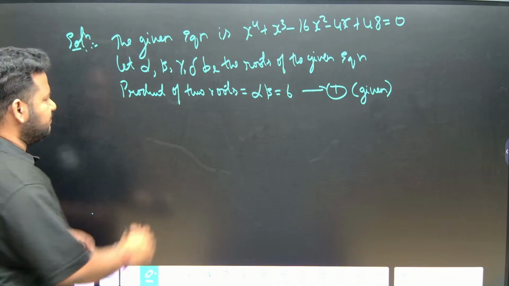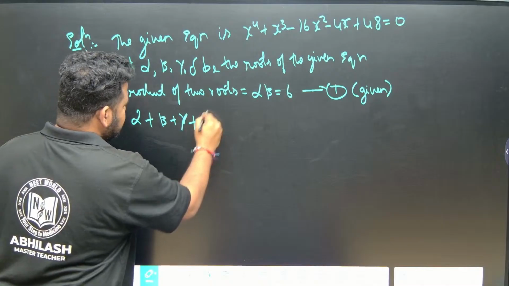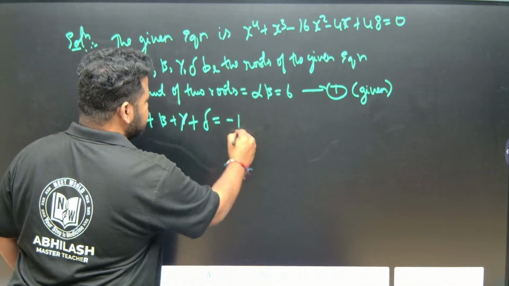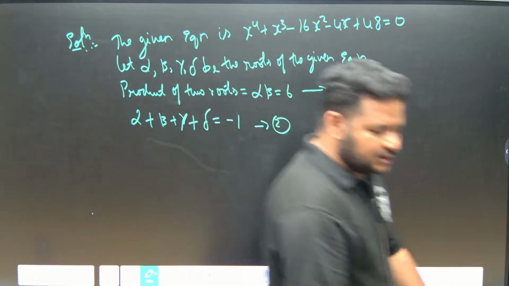That is the sum of the roots. Sum of the roots is what? Alpha plus beta plus gamma plus delta is equal to minus b by a. Minus b by a is nothing but equal to minus 1. This is equation 2.